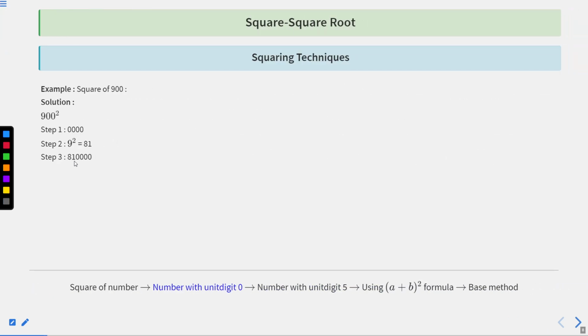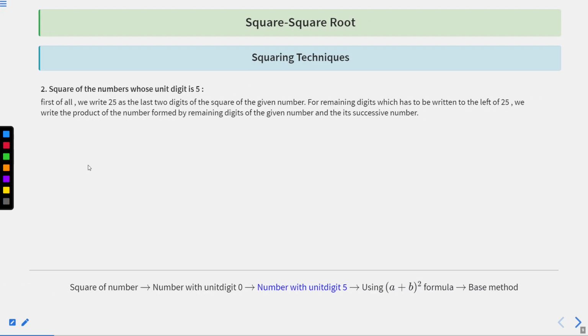Let us see another example. We have to find the square of 900. How do you do that? First of all, it lies in the category where the unit digit is 0. Now you see we have two zeros here. You have to double the number of zeros, that means you will have 4 zeros. And the non-zero number here is 9, whose square is 81. So the correct answer here will be 81 and 4 times 0.